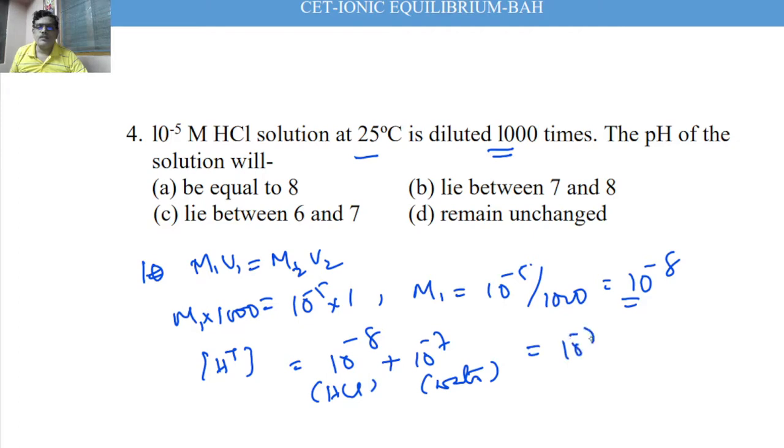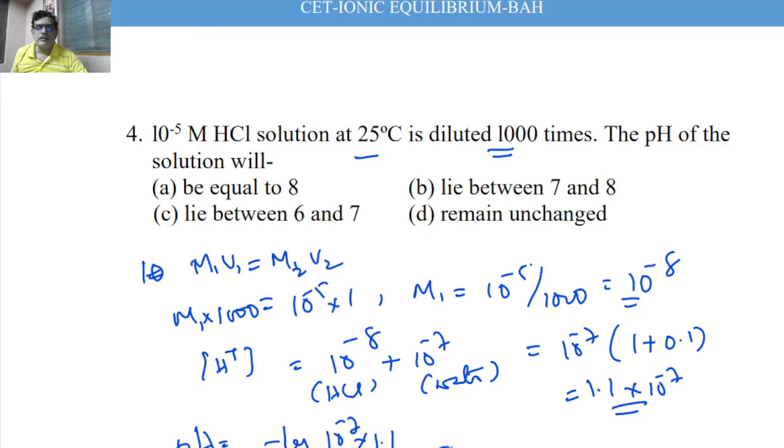If you solve for this, this will come to 10 to the power of minus 7 times 0.1 plus 1.0. That means it will be 1.1 into 10 to the power of minus 7, total number of H plus. So the pH of this solution will be negative logarithm of 10 to the power of minus 7 times 1.1. That means it will be 7 minus logarithm of 1.1. Because it is 1.1, log 1 is 0, so log 1.1 may be about 0.02 or 0.03, something like that, a very small value.